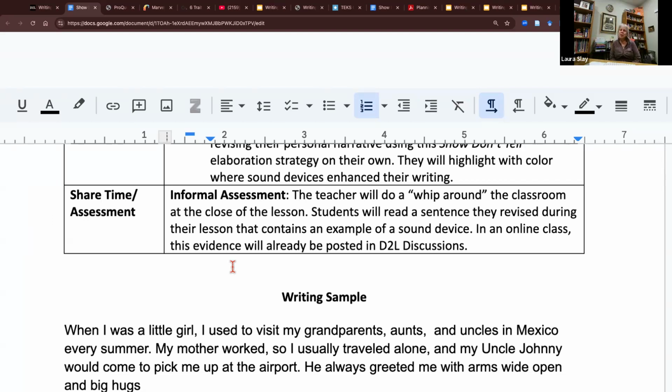Actually, your sharing could also be considered what you posted in your D2L discussions. This would be considered an informal assessment because it's not the final grade. So the teacher will do a whip around. That's a strategy I use where everybody in the classroom at the end shares a sentence or something that they revised. In an online class, this will be found in the D2L discussions.